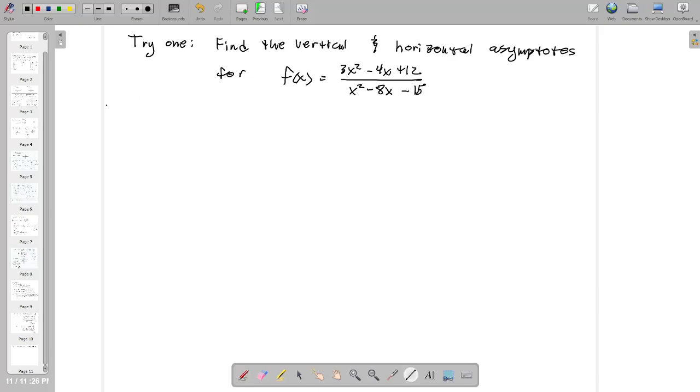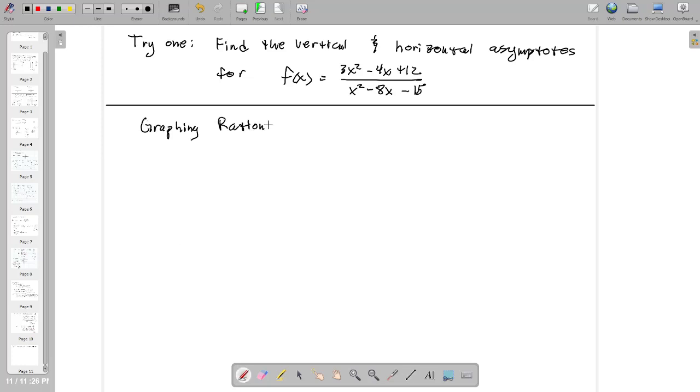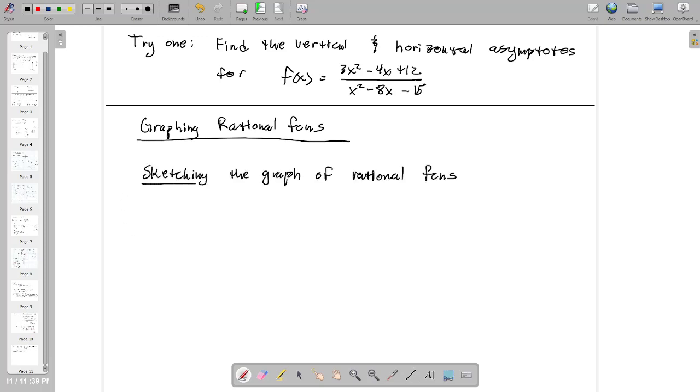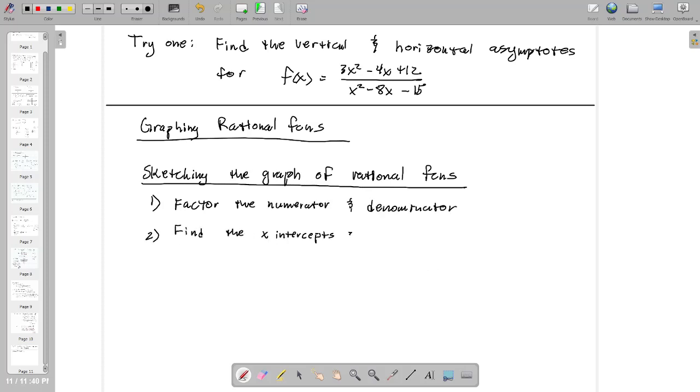Right, the next topic I want to talk about is graphing rational functions. So right now I'm going to give you a guideline on how to graph rational functions. 1. Factor the numerator and denominator. 2. Find the x and y intercepts. Now the x-intercepts will always be a 0 in the numerator, but again, not all zeros in the numerator will give you an x-intercept. And we'll explain this in the next subsection. Y-intercepts, you just plug in 0 for x.